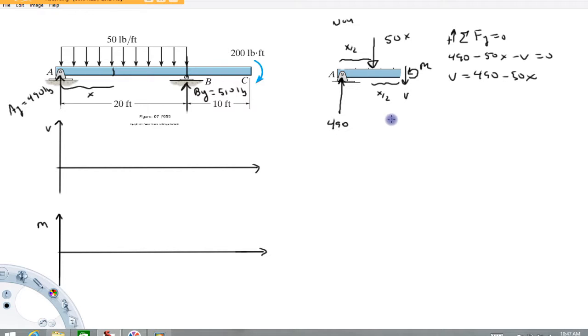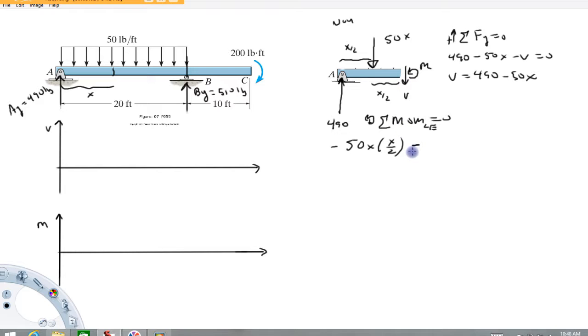Next, sum of all moments has to equal 0, counterclockwise positive. I'm going to do the left end, put a little L here for left end. If we're summing moments about the left end, or about point A, this 490 doesn't produce any moment about A. This force does, however. We're going to have the magnitude 50x times the moment arm x over 2, and that moment is going to be negative because I'm doing counterclockwise positive, and this force produces a clockwise moment about point A. Next, the shear force.